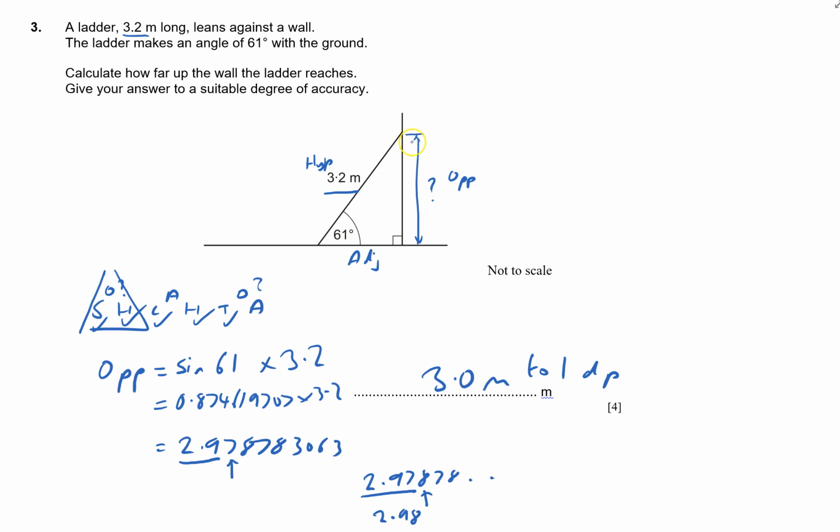Just check it makes sense. This opposite is less than the hypotenuse. That's good because the hypotenuse is the longer side. It's the one opposite the right angle. And that's question 3 done.